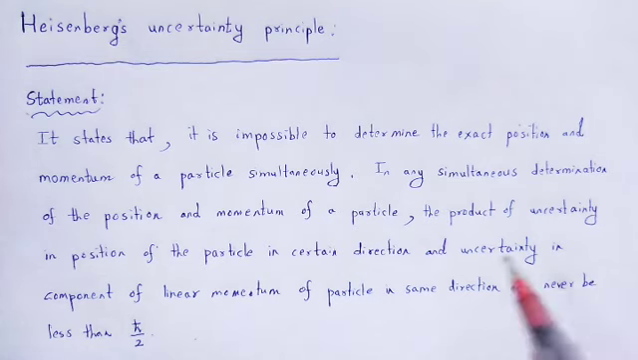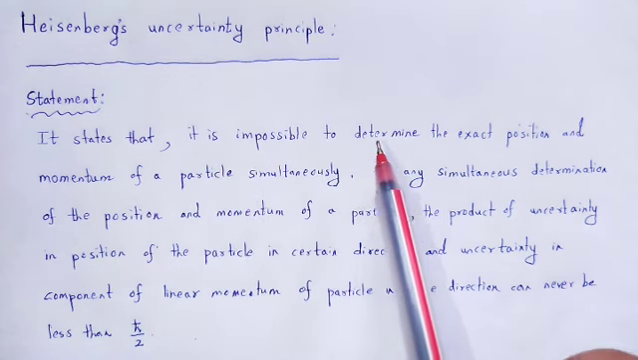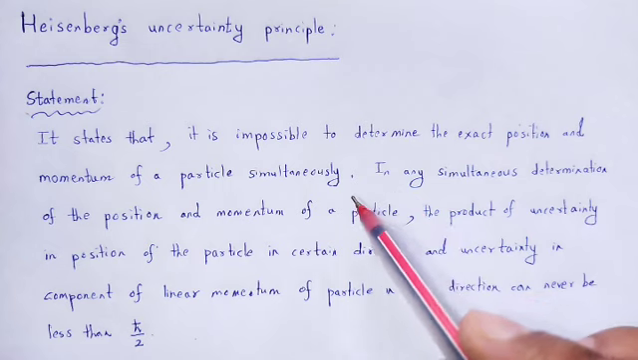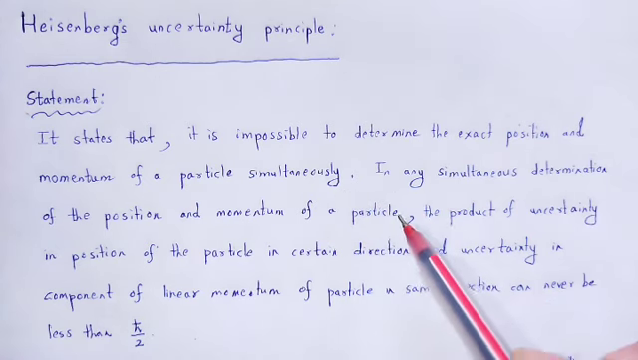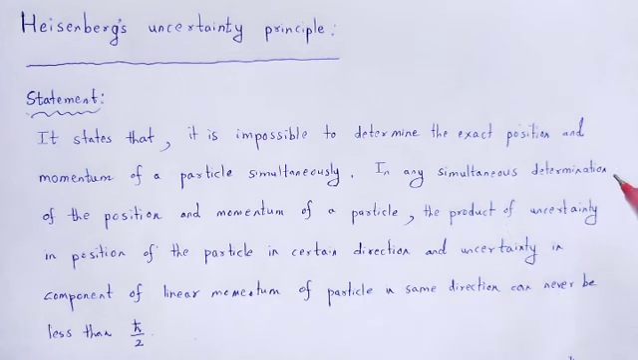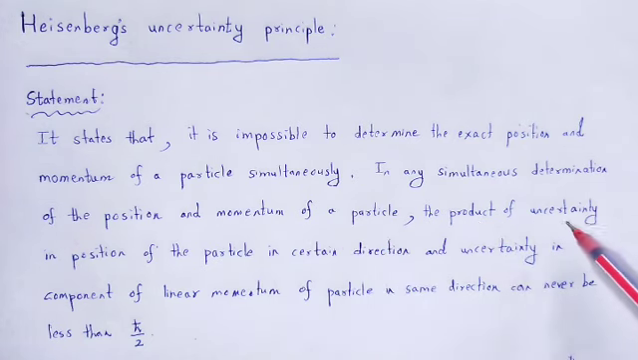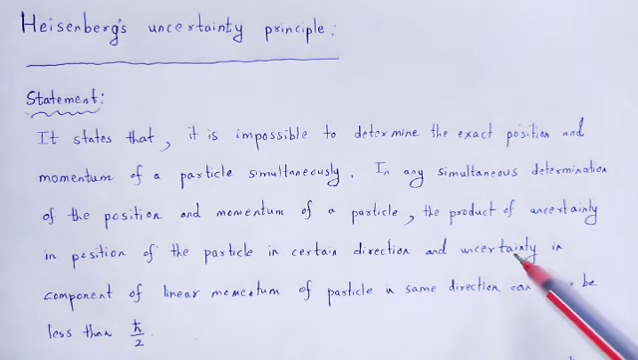According to Heisenberg, it is impossible to determine the exact position and momentum of a particle simultaneously. Again, he formulated that in any simultaneous determination of the position and momentum of a particle, the product of the uncertainty in position of that particle in a certain direction and the uncertainty in the component of linear momentum of the particle in the same direction can never be less than ħ/2.